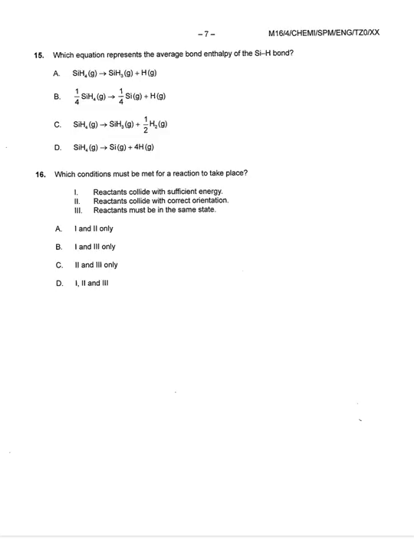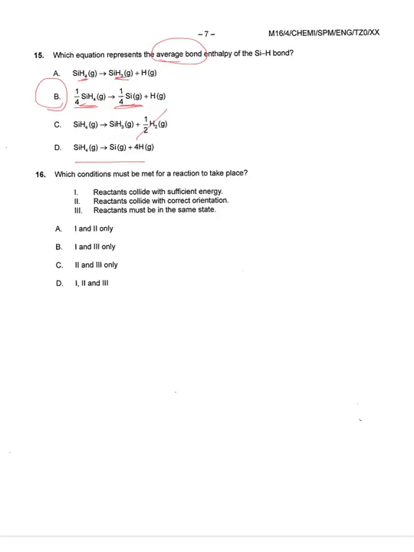Number 15, which equation represents the average bond enthalpy of the Si-H bond? Well, number one looks like it would work because there is just one Si-H bond being broken, but there's actually a better answer in B, because here you have 1/4 of the bond broken to give you 1/4 of the Si. So this actually shows an average as opposed to just a single bond being broken. C is a poor choice because you're forming an H2 bond, and D is a poor choice because you're breaking all four but not averaging it. So for average bond enthalpy, B would be the best choice.